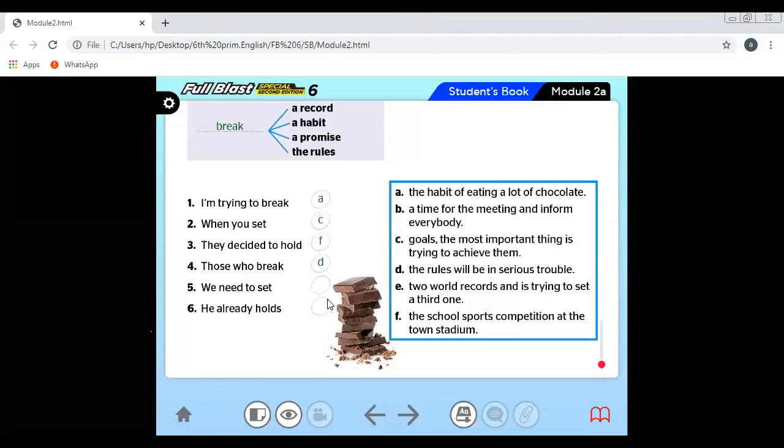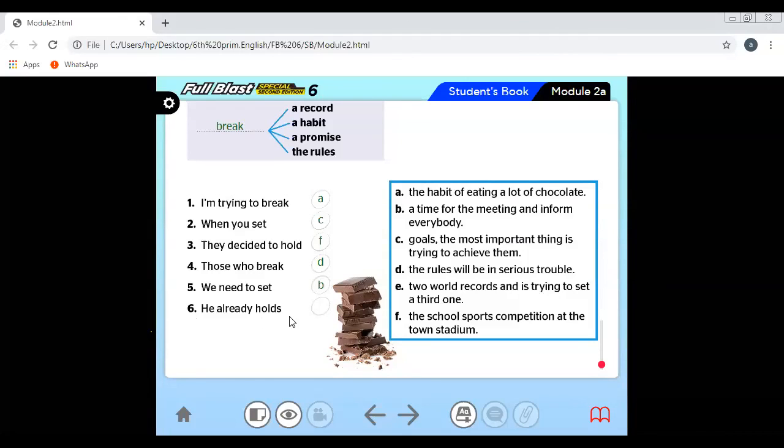5, we need to set. Yes, Farida. We need to set what? We need to set a time for the meeting and inform everybody. Excellent.